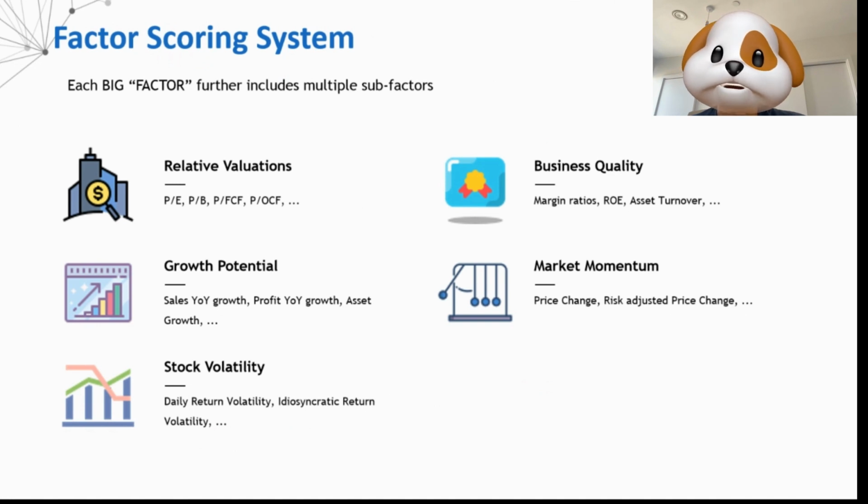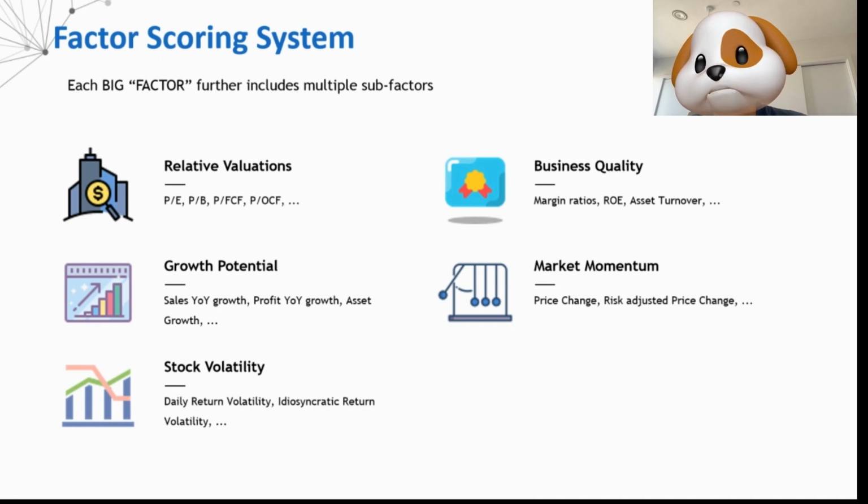The business quality sees how robust the firm's financial status is by checking its margins, return on equity, asset turnover, and so on. For growth potential, it measures if the company is growing its revenue and net income, etc., at a stable pace or not. Theoretically, as investors, you want to put your money into those business models with benign and consistent growth potential, while market momentum and stock volatility factors are market-driven indicators, and they are used to see how the stock is doing on the market during the recent time period.